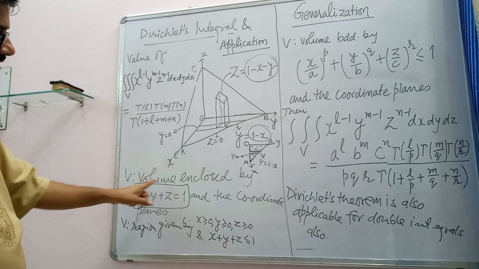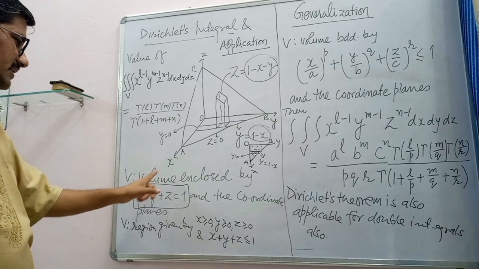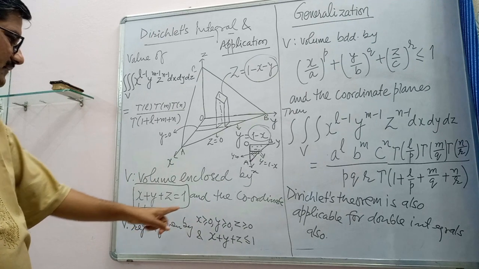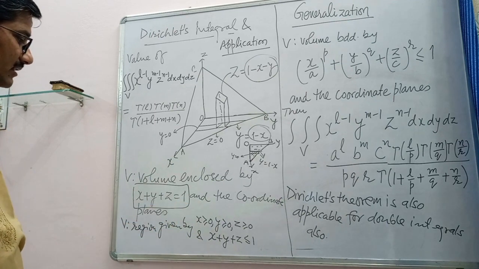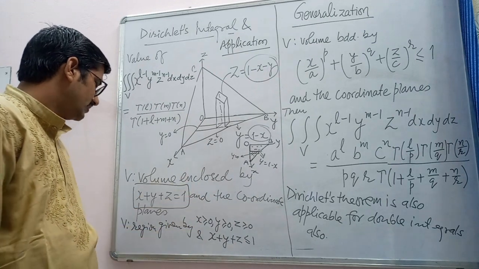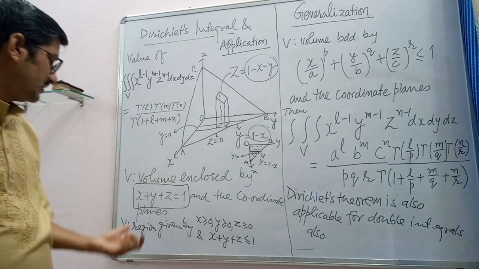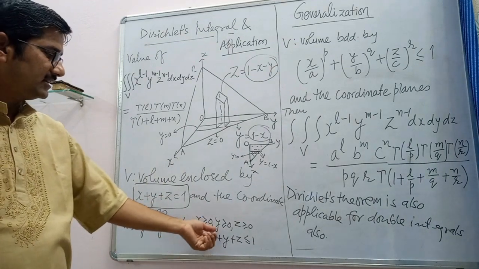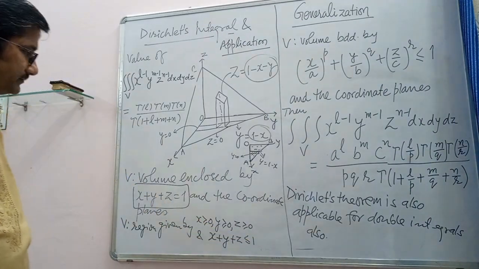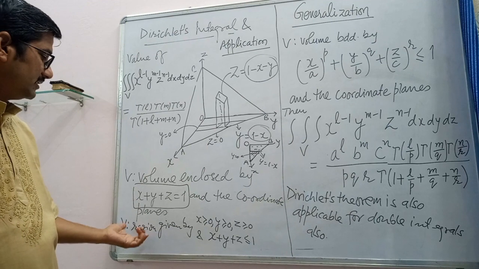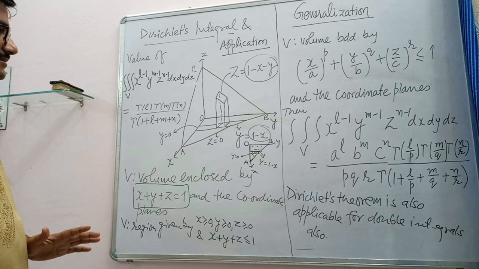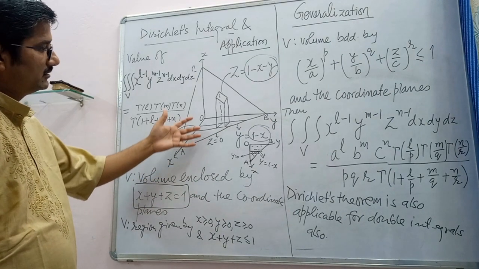V is a volume, or V is a surface enclosed by x plus y plus z is equal to 1, which is a plane, and the coordinate planes, meaning x is equal to 0, y equal to 0, and z equal to 0. Or you can say that this volume is a region given by x, y, z all non-negative, and x plus y plus z is less than or equal to 1. So it is a surface which is enclosed between these boundaries. Its figure is described here.